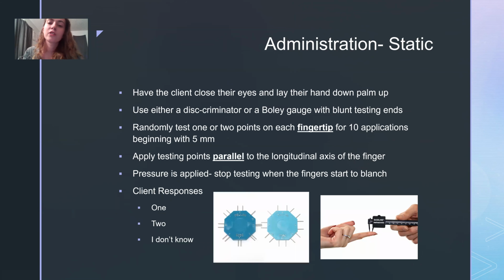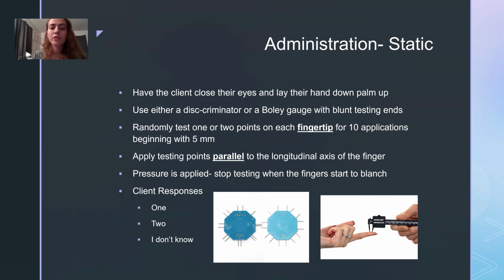Okay, so now administration. There are actually two tests that fall under the 2-point discrimination test. The first one is the static test. You have the client close their eyes and lay their hand down, palm up. You use either a discriminator or a bully gauge with blunt testing ends, and those are the pictures on the bottom of the screen. You randomly test 1 or 2 points on each fingertip for 10 applications beginning with 5 millimeters. You apply the testing points parallel to the longitudinal axis of the finger, and that is seen in the picture below with the black tool.